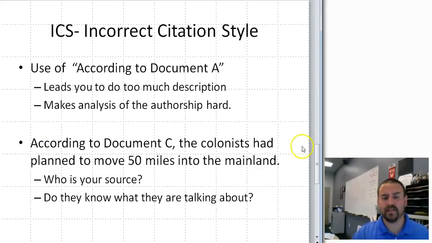So according to document C, the colonists had planned to move 50 miles into the mainland. Well, who says that? Who's the author of that? In what context are they mentioning that they're going to plan to move 50 miles into the inland? Are they knowledgeable, or is this Joe John Sawyer down the road who's never even known about the lost colonists until today, and he's just making it up to impress somebody? You've got to take those things into account. We don't know with this sentence. We don't know anything about the author of the document.